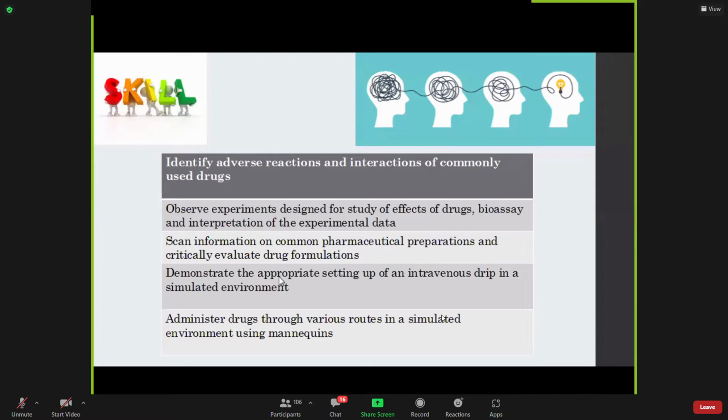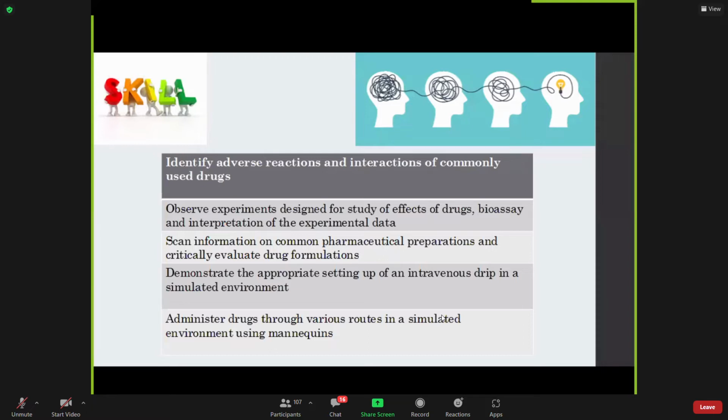Either on yourselves if you might have gotten ill and hospitalized, or you must have seen in the hospital visits itself. So how to give an intravenous drip, how to set up those intravenous drips, and how to administer a drug, that would be made available to you. And this simulated environment would be of mannequins. So administer drugs through various routes in a simulated environment using mannequins.